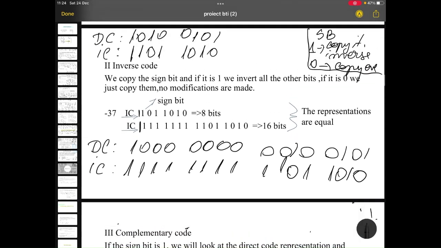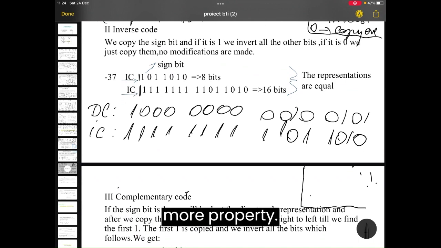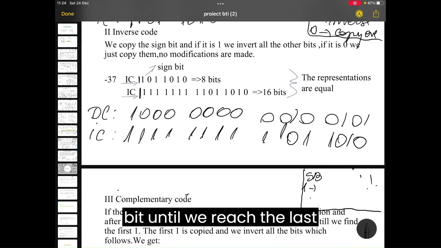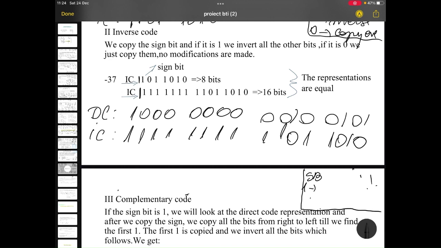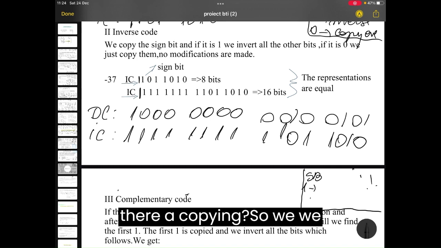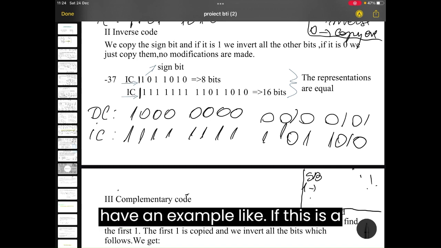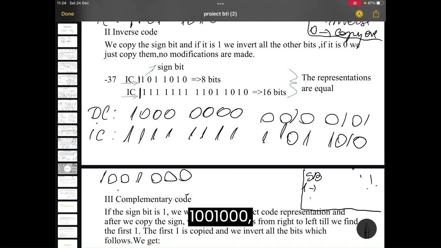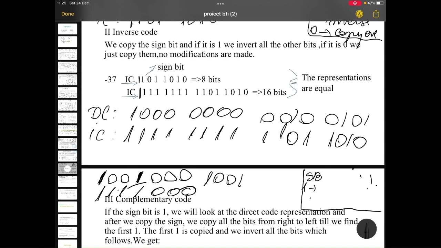When we go to complementary code, it's something similar, but with one more property. We copy the sign bit, and if it is 1, we inverse every bit until we reach the last 1 in the row, and then we start copying. So we have an example, and this is a separate example for a better understanding, like 10010000. We will only inverse the bits before this one. So 1111, then copy. If we have something like this, we will inverse all bits until this. Okay.